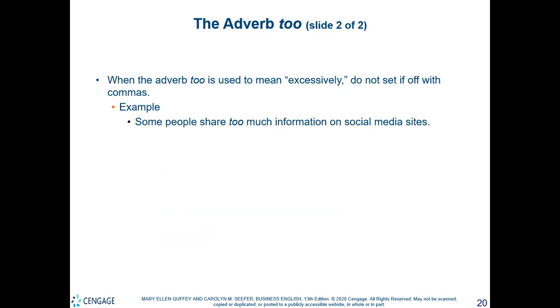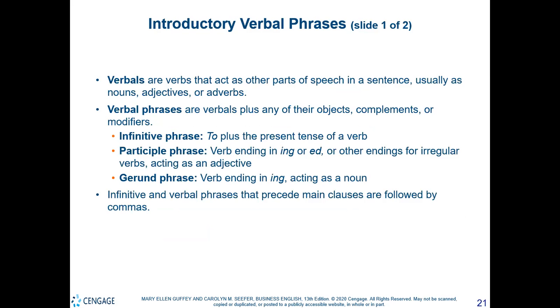When the adverb too is used to mean excessively, do not set it off with commas. Example: Some people share too much information on social media sites. Introductory verbal phrases. Verbals are verbs that act as other parts of speech in a sentence, usually as nouns, adjectives, or adverbs. Verbal phrases are verbals plus any of their objects, complements, or modifiers.